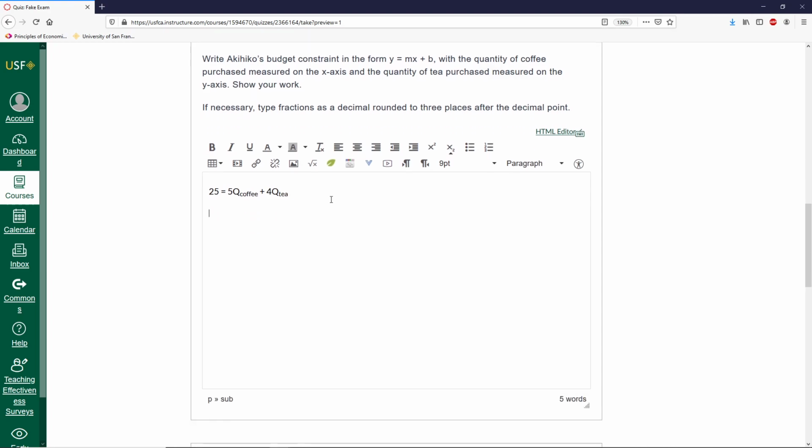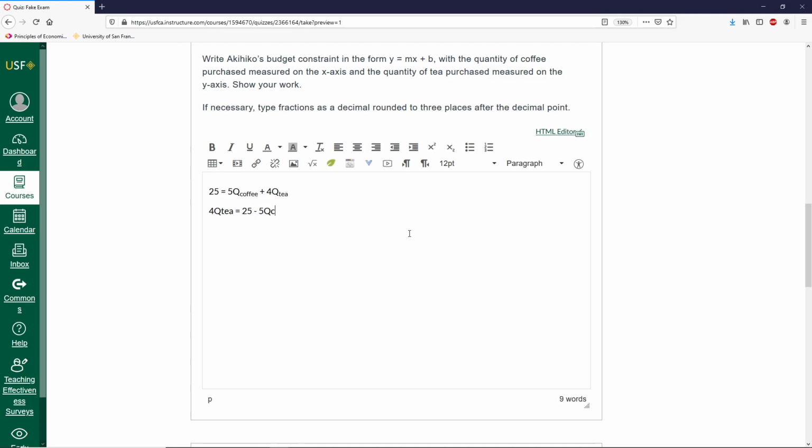So basically, I want you on a new line to show each new step that you do here. So for example, what I would want to do here is subtract 5Q coffee from both sides of the equal sign. So what I should have left is 4. Now, whoops, let me take out the subscript and take that off.